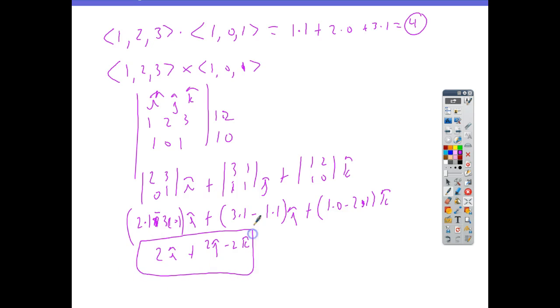Is it 3, 1 or 1, 1? 3 times 1 minus 1 times 1. This hardly ever comes up, but it's possible they could throw that at you.